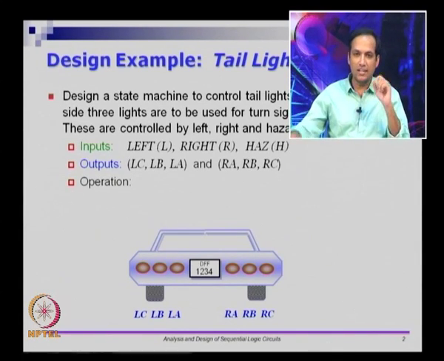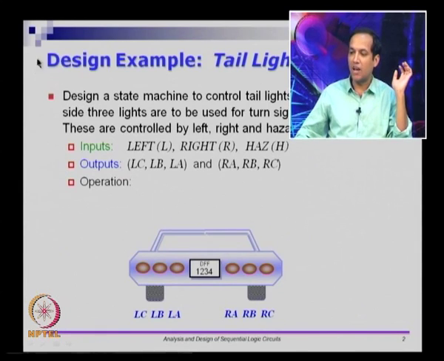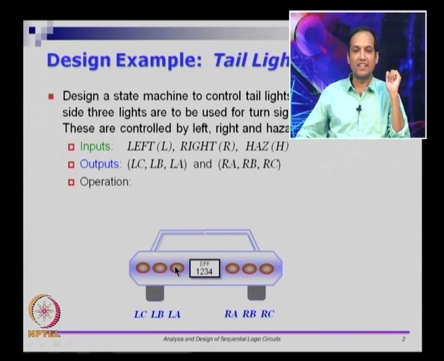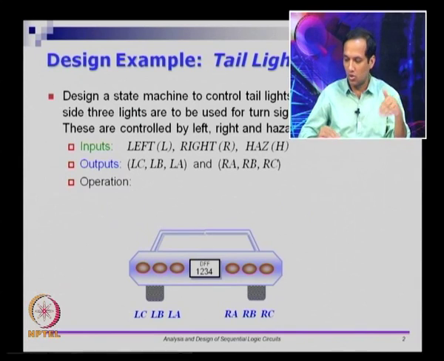As long as I have the left indicator on, I want this bulb and this bulb to glow, then all of them go off, then again this bulb glows, and all of them go off, and so on. This keeps happening forever until I remove the left indicator. Similarly for the right indicator, and if I want to indicate hazard, I set hazard equals 1. Then all these lights should blink together, going to 1, going to 0, going to 1, going to 0.